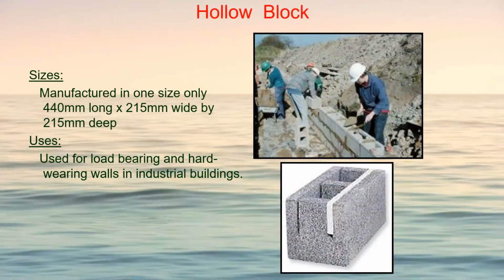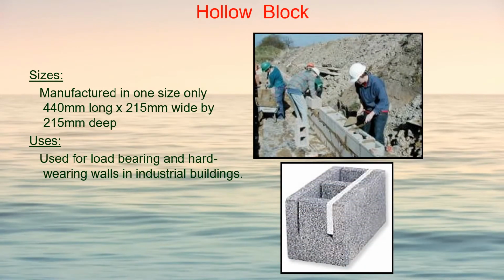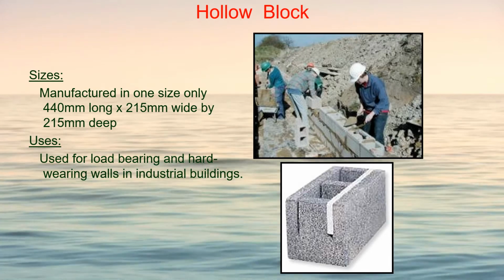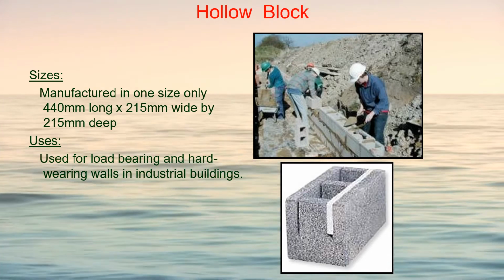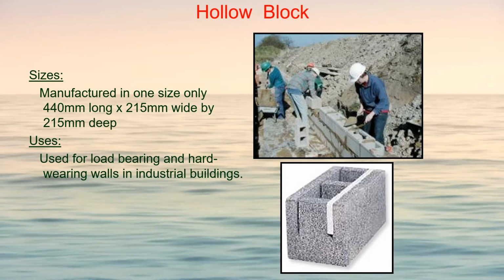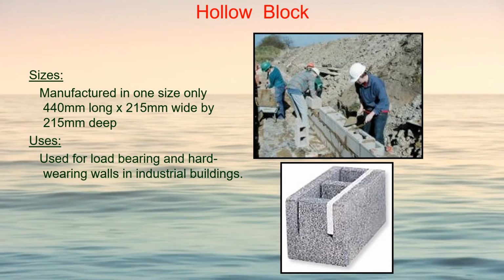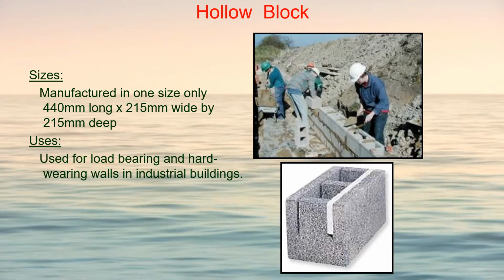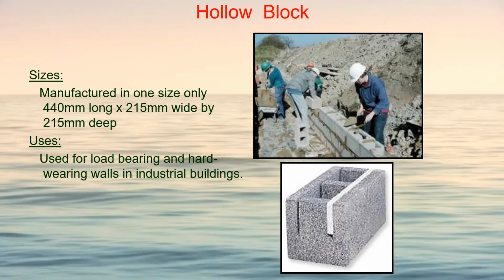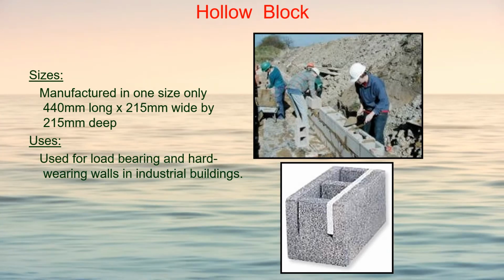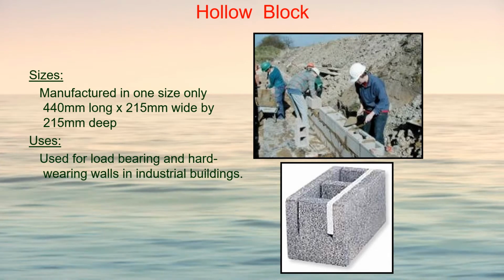This is an example of hollow block. The size is 440 mm long by 215 mm wide and 215 mm deep. Normally used for load-bearing and hard-bearing walls in industrial buildings.